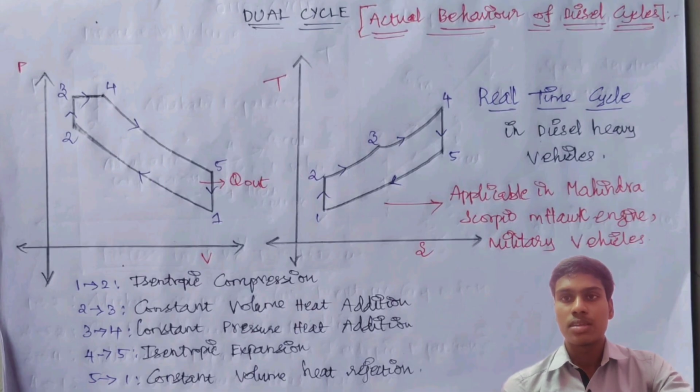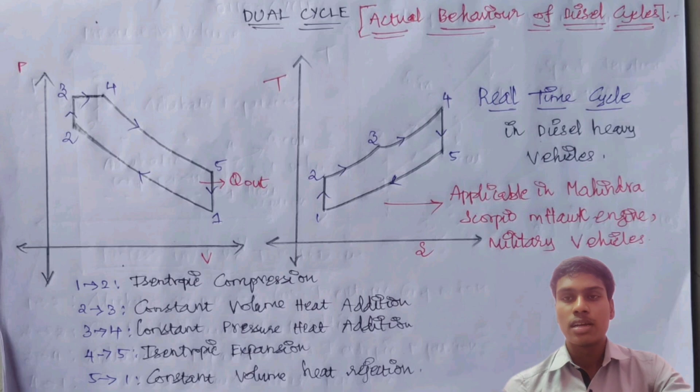Dual cycle is also known as the real-time cycle. In diesel heavy machinery vehicles, they use this kind of cycle because it gives a better output, and it is a real-time cycle when compared to the other two cycles. It is a real-time cycle in diesel vehicles. In this cycle, the first process, 1 to 2, is isentropic compression, the same process which is applied in the Otto cycle and diesel cycle.